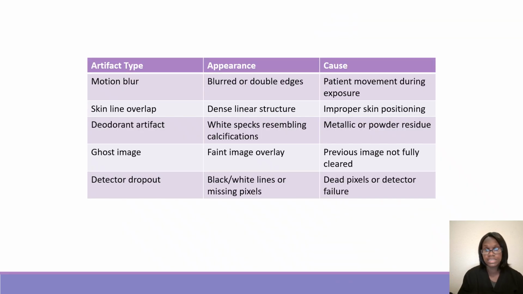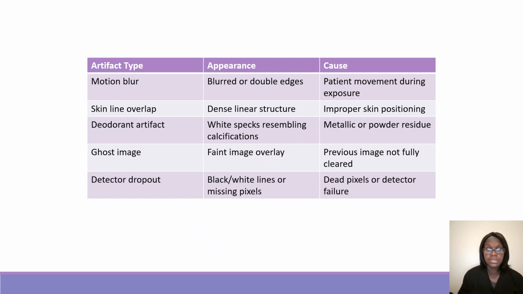So this is pretty much a summary of all of our artifacts. So we have our artifact type, and then we have different artifacts. We have the appearance, the causes. So I'll just read through them real quickly. You can also pause the video and study this as well. So we have our motion blur. This appearance will look as blurred or double edges. It's caused by patient movement during the exposure.